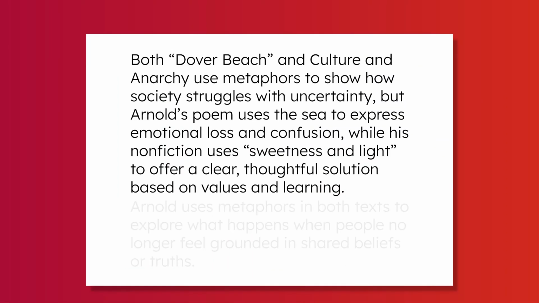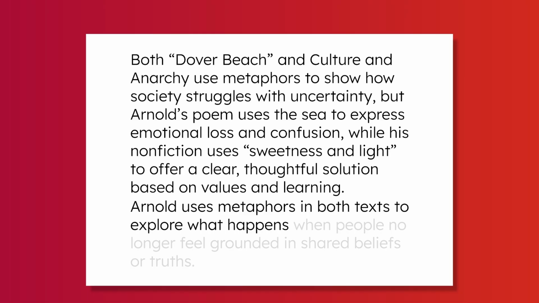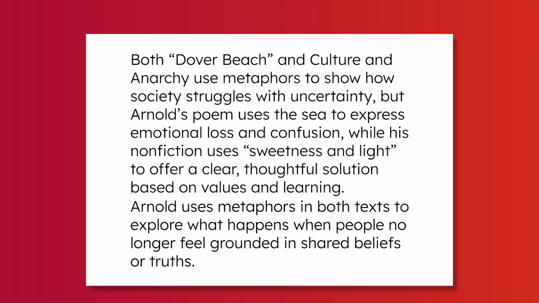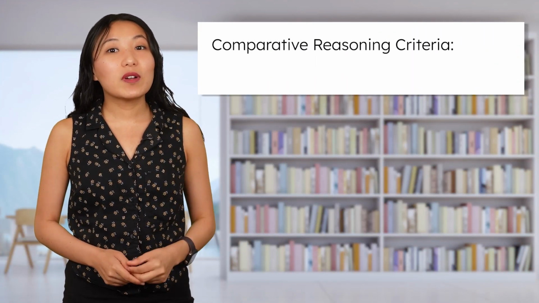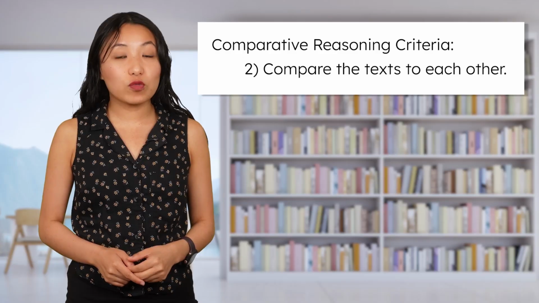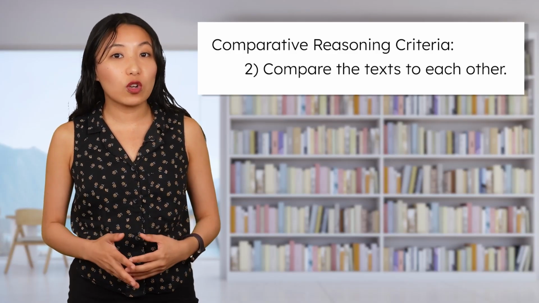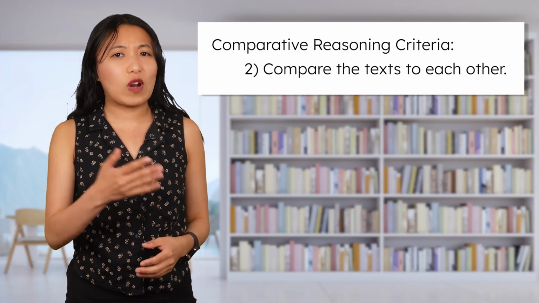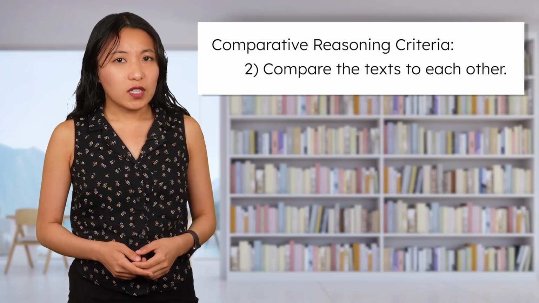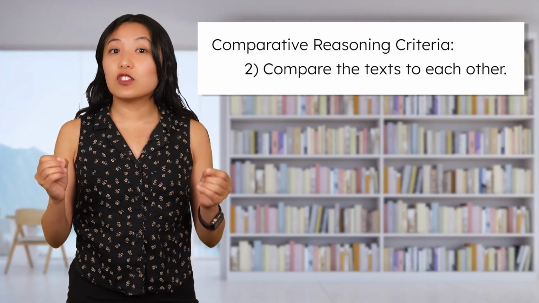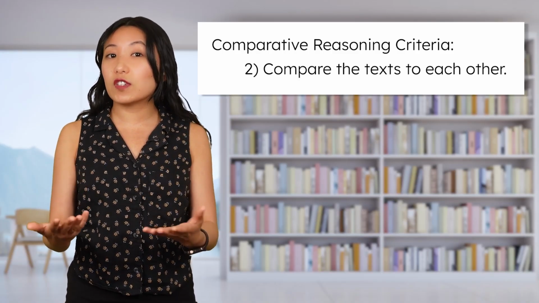After my claim, I'll add, Arnold uses metaphors in both texts to explore what happens when people no longer feel grounded in shared beliefs or truths. For step 2, I want to compare the texts to each other by directly linking Dover Beach and Culture and Anarchy, not just describing them separately like I did before. I want to show how the difference in genre shapes the effect of each metaphor.